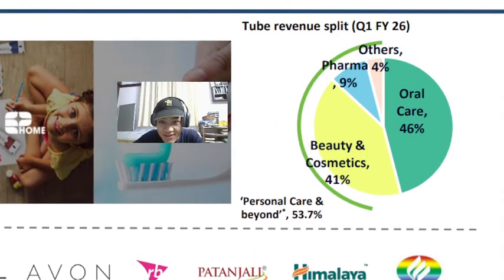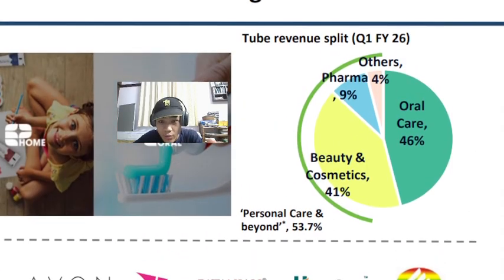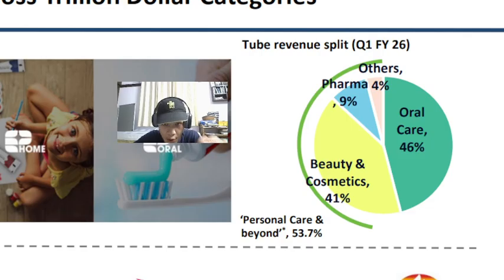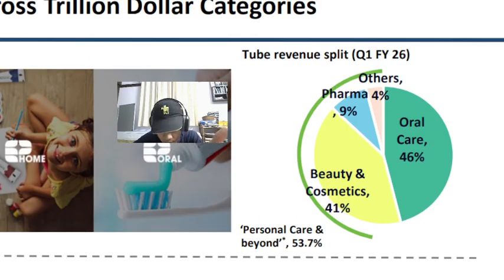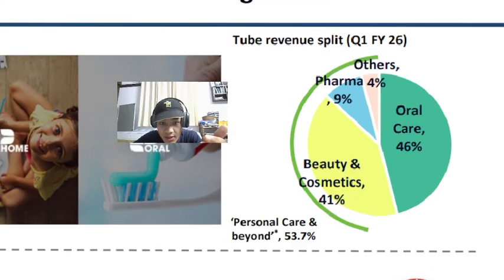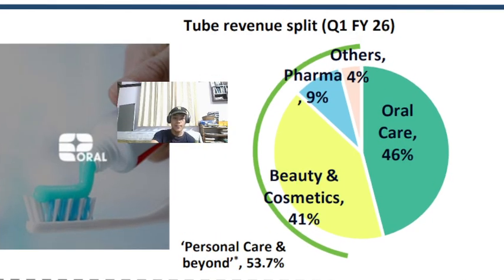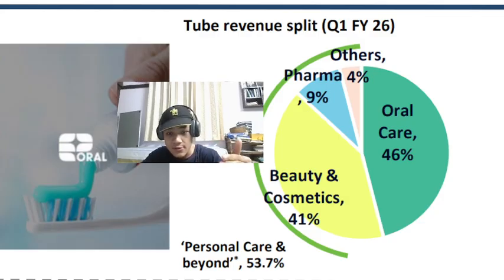And in tube revenue split for fiscal year 2026, the first quarter, oral care 46%, beauty and cosmetics 41%, pharma 9%, and here we have personal care and beyond 57%. So beauty and cosmetics plus pharma plus a bit maybe of the other personal care and beyond are the major revenue driver. But still oral care is still big, 46%. Beauty and cosmetics is the future and pharma is again part of the future. So that's it. Bye.